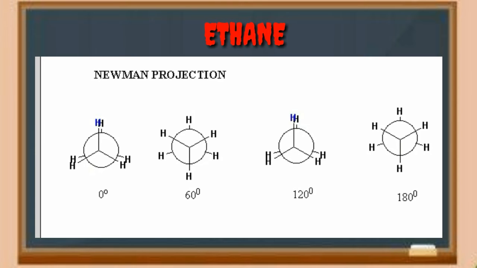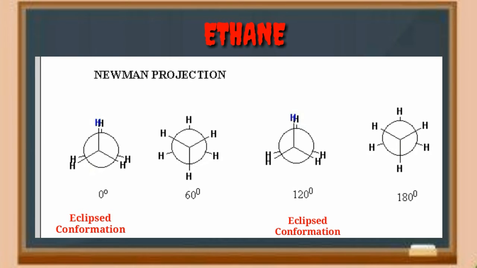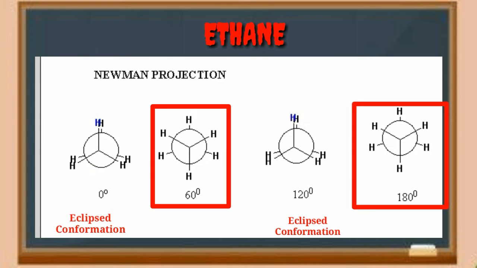As we can see in the picture, the ethane structure at 0 degrees is equal to 120 degrees, and this is called the eclipse conformation. And the conformation of ethane at 60 degrees is equal to 180 degrees, and this is called the staggered conformation.